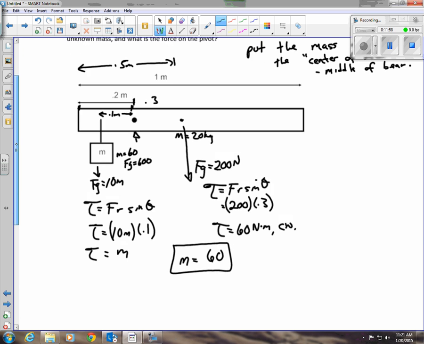Now it also wants the force on the pivot in this case. This becomes a little bit easier because I don't have any X stuff. Everything is either straight up or straight down. So the force on the pivot is just going to be up that way. Alright? And when I do my Y forces cancel, I will get the force of the pivot going upward is equal to 600 downward plus 200 downward. So 800.